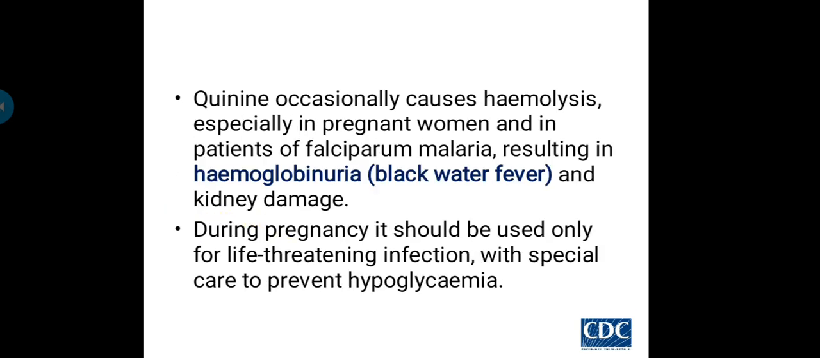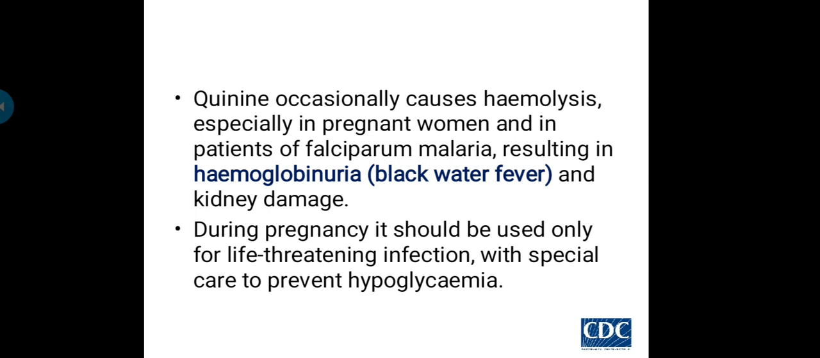Quinine occasionally causes hemolysis, especially in pregnant women and patients with falciparum malaria, resulting in hemoglobinuria. It is called blackwater fever, and that can cause kidney damage. Quinine often causes blackwater fever in patients with falciparum malaria, and during pregnancy it should be used only for life-threatening infection, with special care to prevent hypoglycemia. Quinine causes beta cell stimulation, leading to release of insulin, and this insulin can cause hypoglycemia. That's why it should be given with caution in pregnant patients, because hypoglycemia is very dangerous during pregnancy.